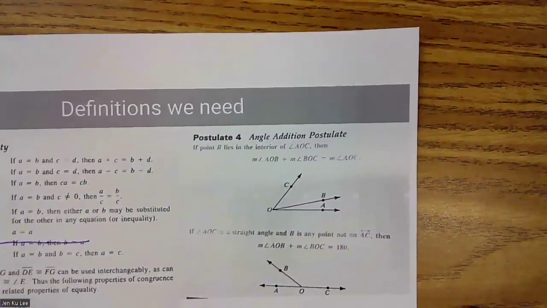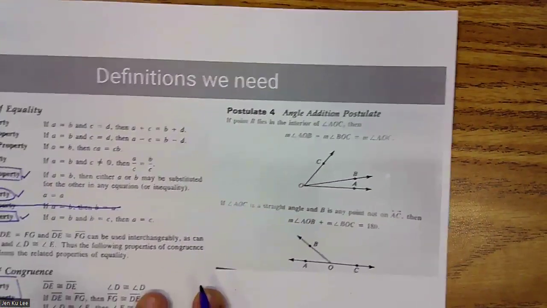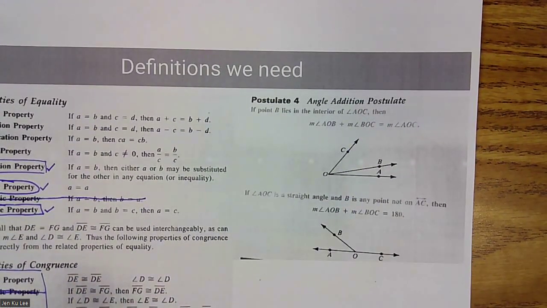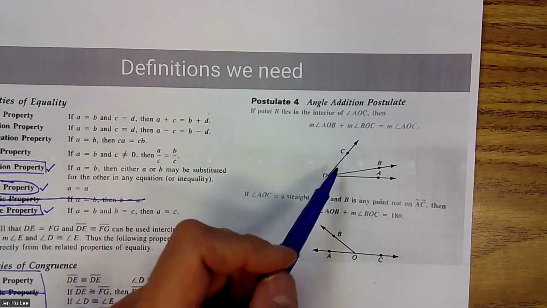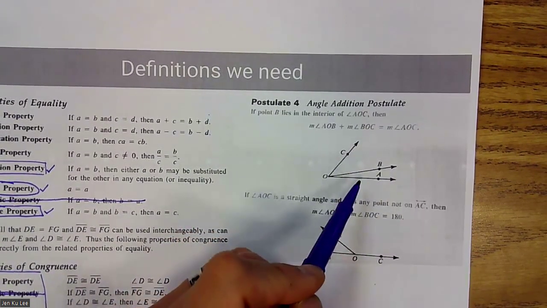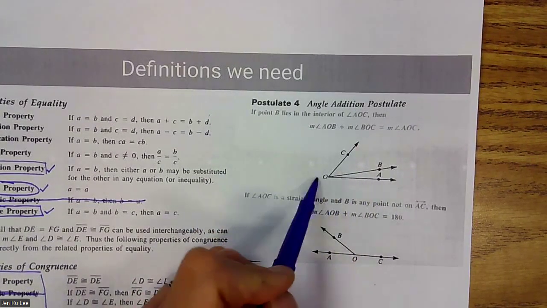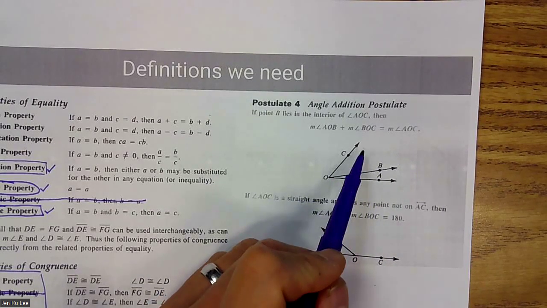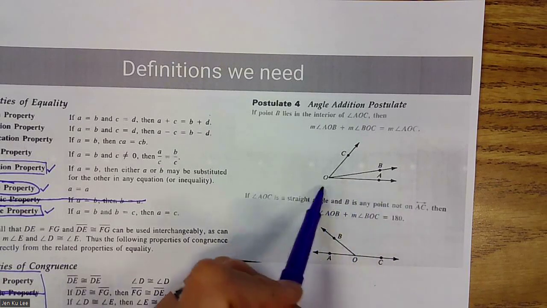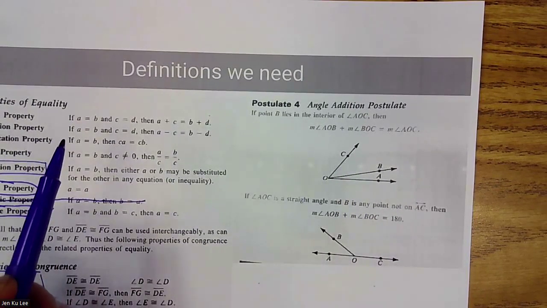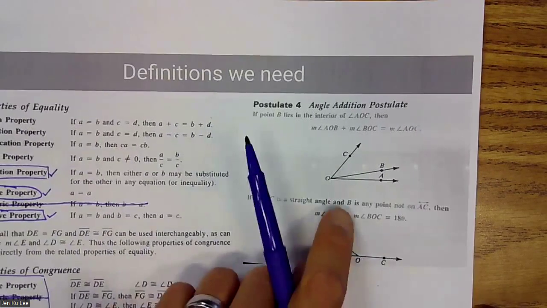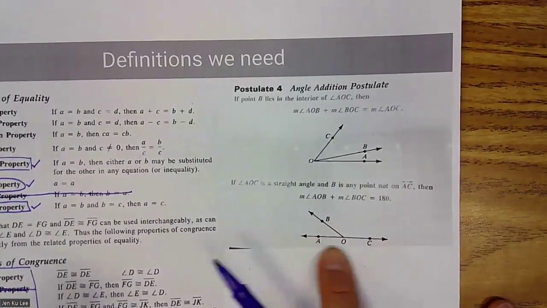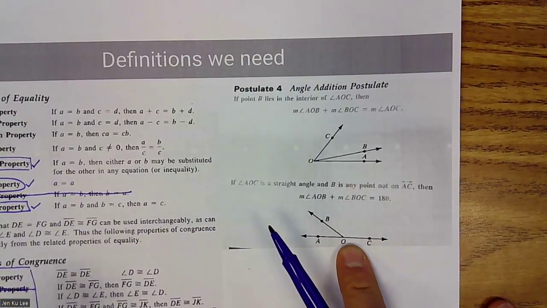And the last property or postulate that we need to know, a postulate is just a rule, is the angle addition postulate, which states, if you have this picture, I can say that this small angle, angle AOB, if you add that to angle BOC, it's going to equal the big one, AOC. Two smaller angles added together equal the big one, or they can equal 180 if they're all part of a line.